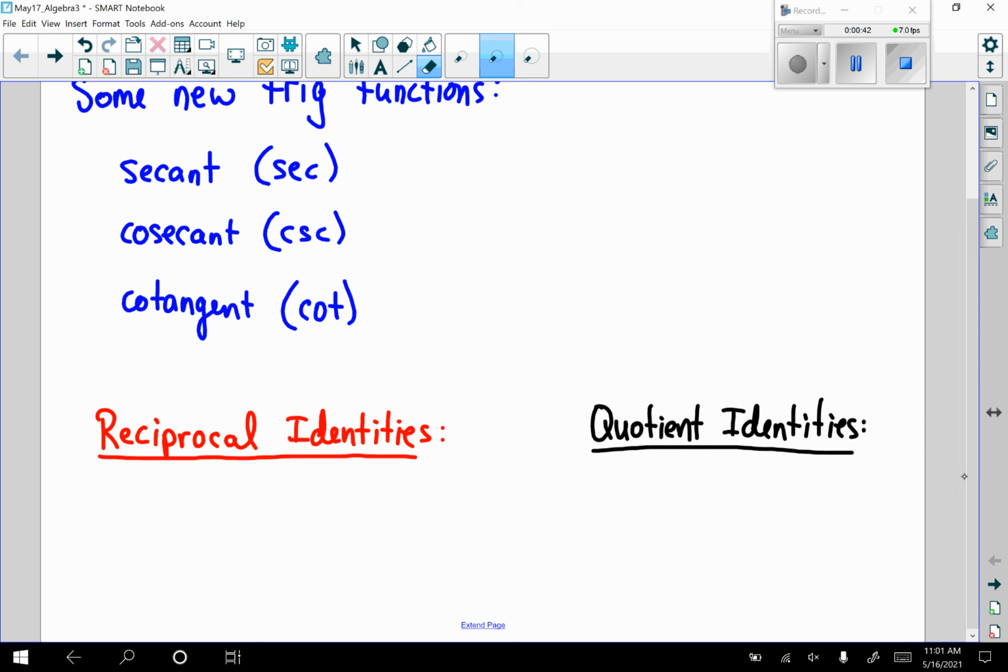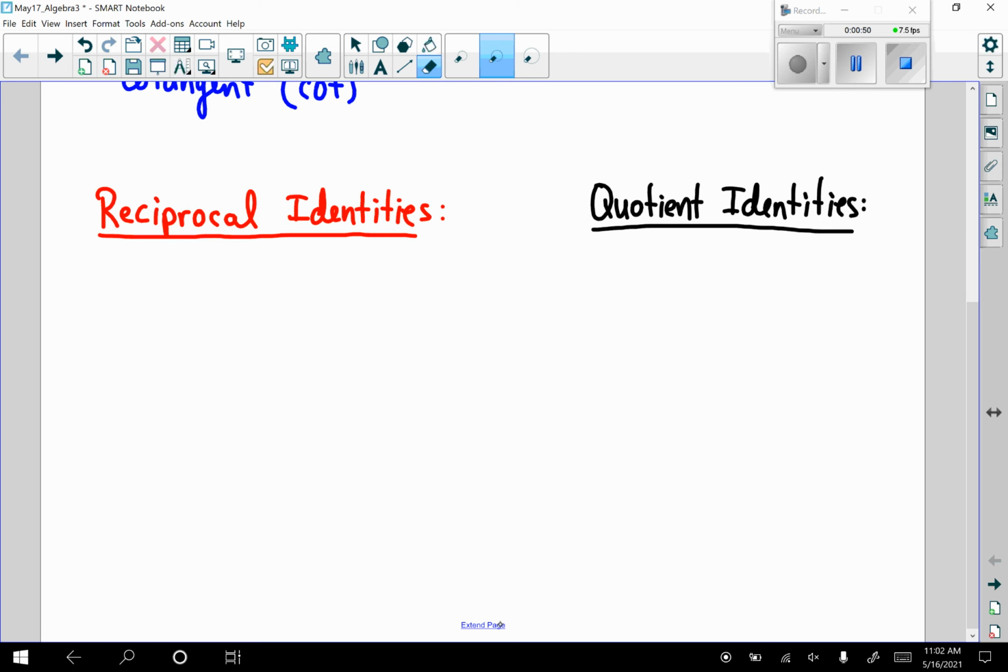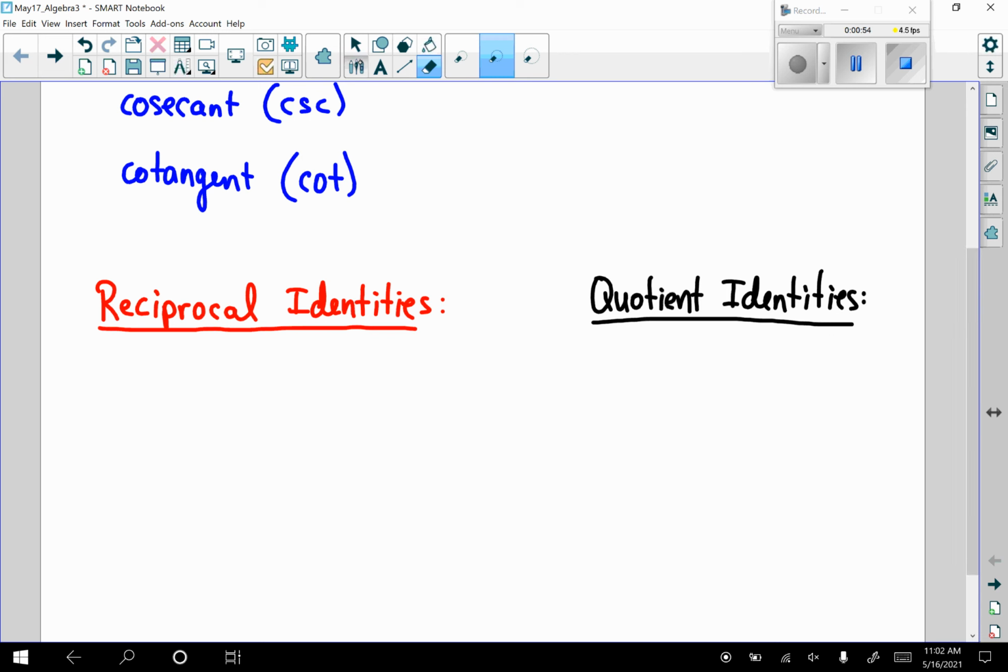Now if you end up ever having to take a trigonometry class, there's a lot of trig identities. So we're going to start with these. And first we're going to take a look at something called reciprocal identities. And I'm going to start with cosecant.